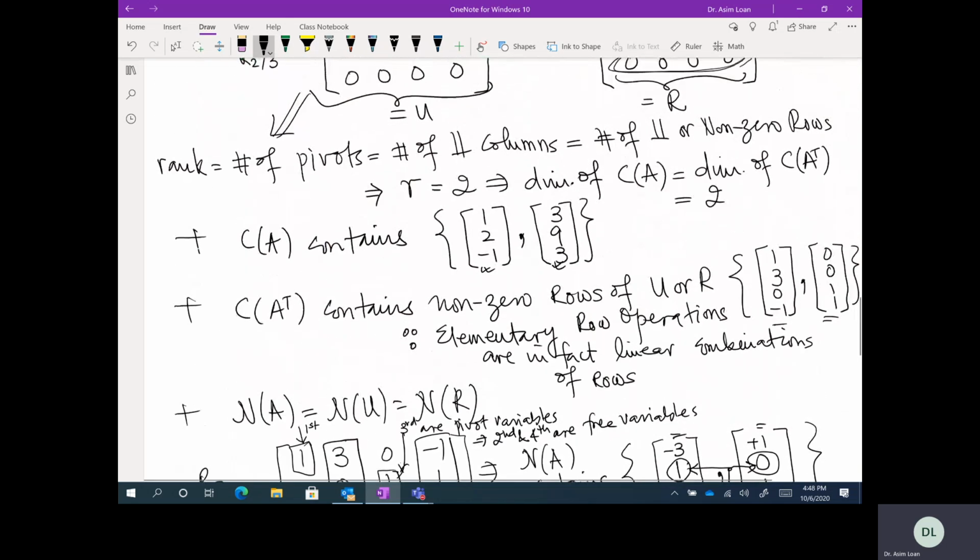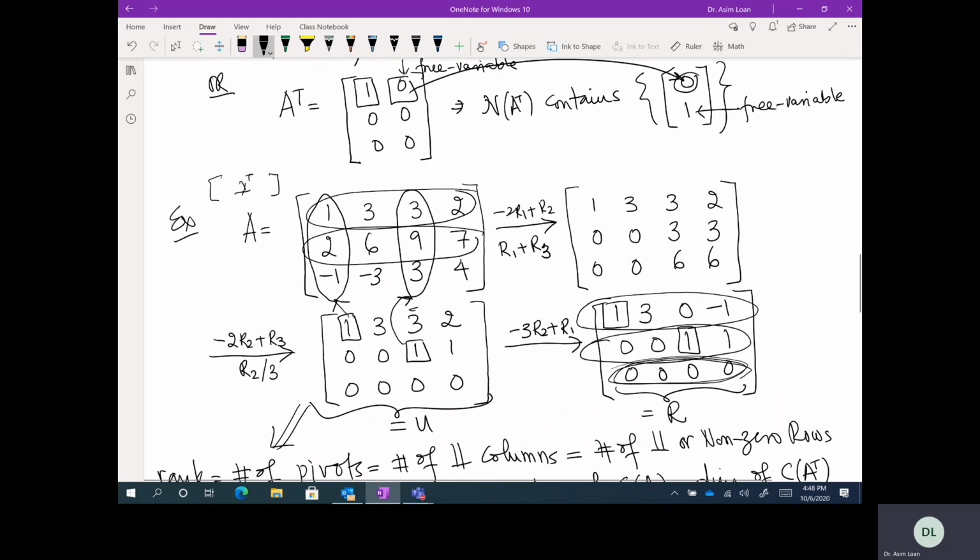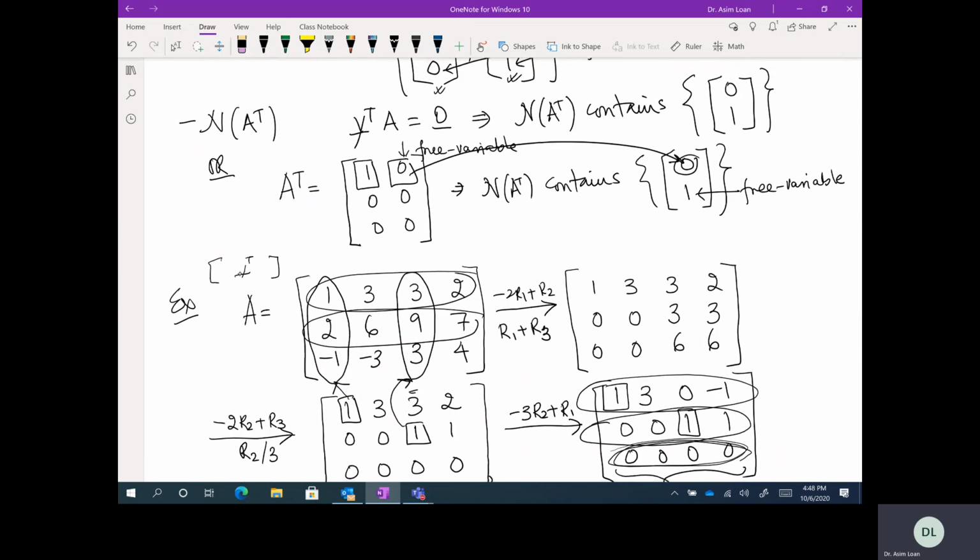So let's check the original one. If I have 5, minus 2 and 1, the first row is multiplied by 5, the second row is multiplied by minus 2, and the last row is as is. So 5 minus 4 is 1, 1 minus 1 is 0. 5 into 3 is 15, 15 minus 12 is 3, 3 minus 3 is 0. 5 into 3 is 15, minus 18 is minus 3, minus 3 plus 3 is 0. 5 into 2 is 10, 10 minus 14 is minus 4, minus 4 plus 4 is 0.